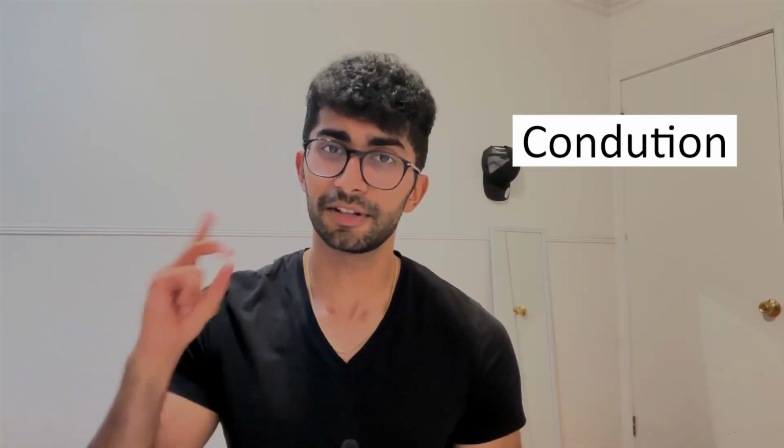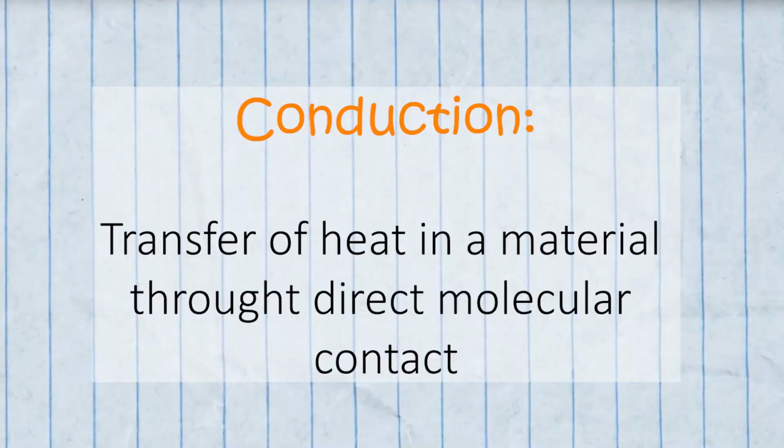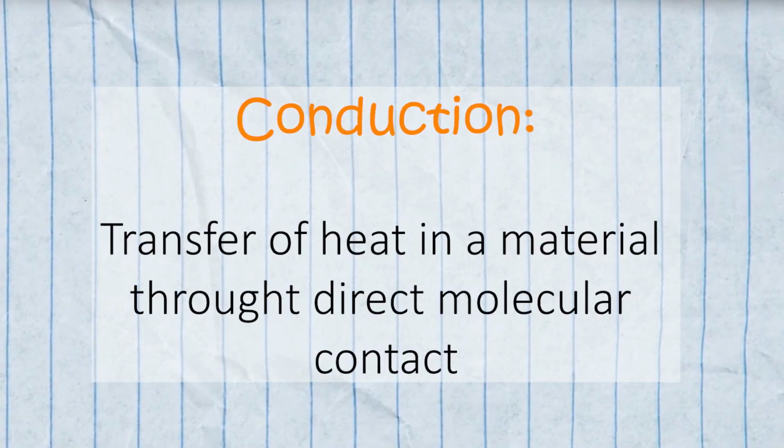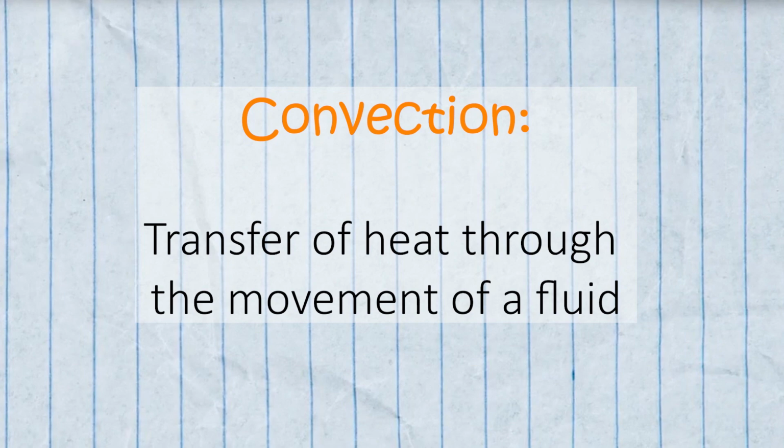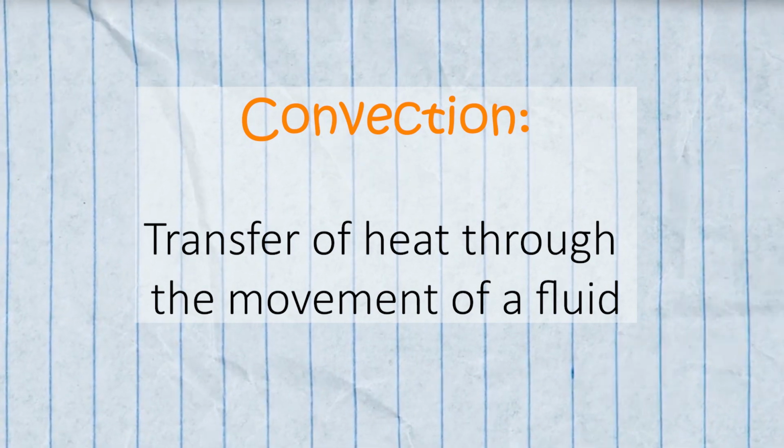Start off with the basics. There are three types of heat transfer: conduction, convection, and radiation. Conduction is the transfer of heat through a material by direct molecular contact. For example, you place a metallic spoon in a hot cup of tea. Over time, the metallic spoon tends to heat up. That's conduction.